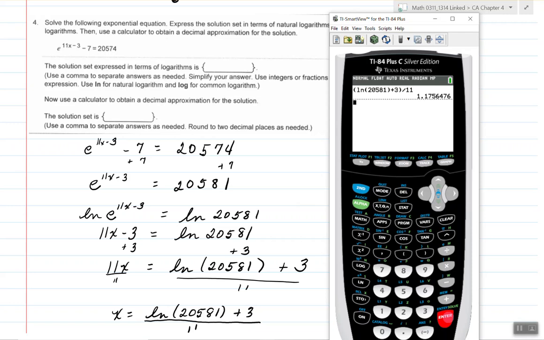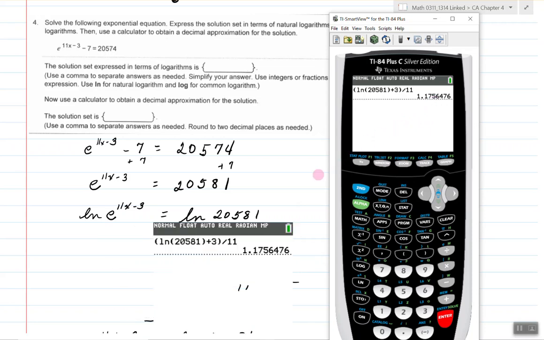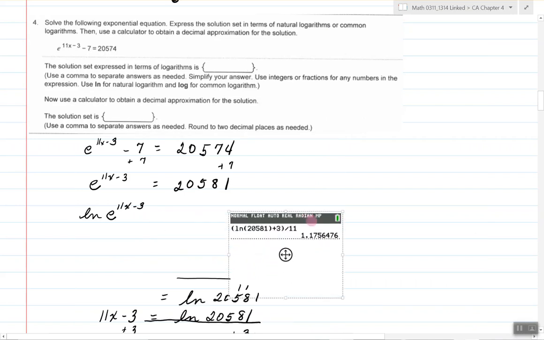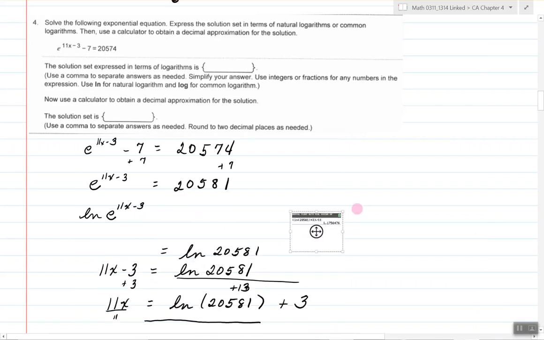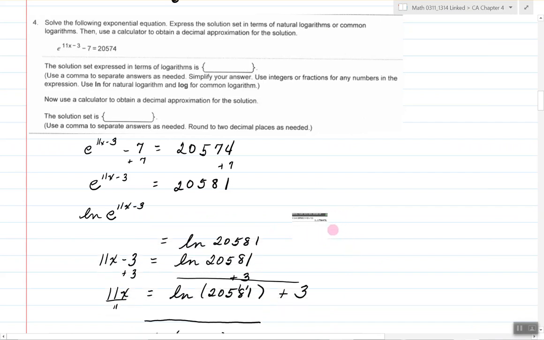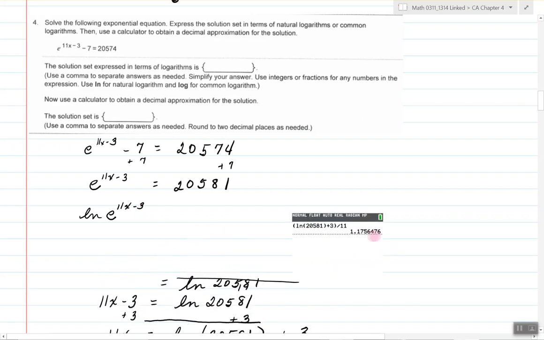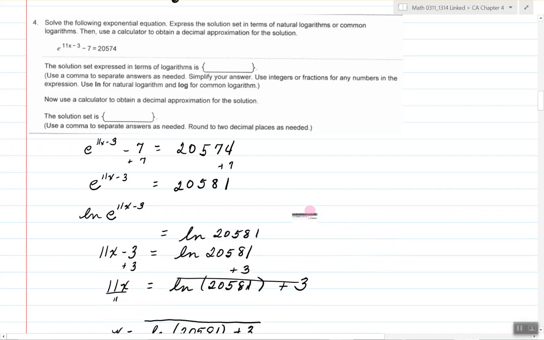And I get 1.18 if I'm going to round it, and it says to round it. So let me move this. And it got tiny, and it seems to keep getting tinier. I'm going to do it again.